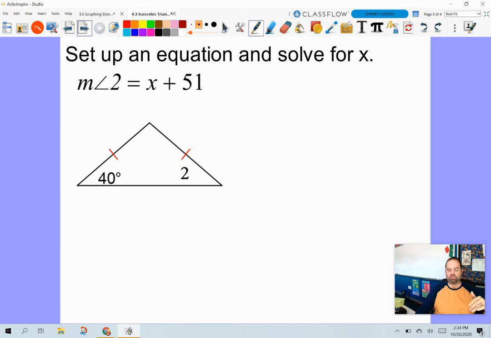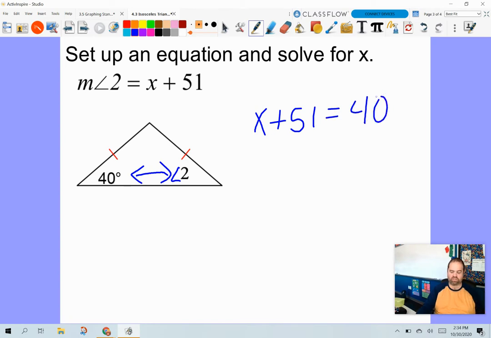I want you to set up an equation to solve for the value of x. Now what I've given you here is an expression for the measure of angle 2, right? So this is angle 2 down here. Now what do I know about that as far as how it relates to the rest of the triangle? Well, this one's pretty straightforward. What do we know about those two angles there? Since they're the base angles of an isosceles triangle, they're equal. So I can basically set up a pretty straightforward equation, this one here.